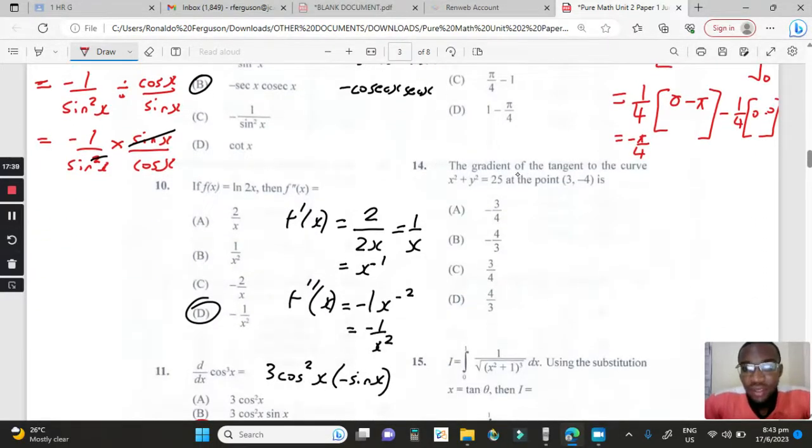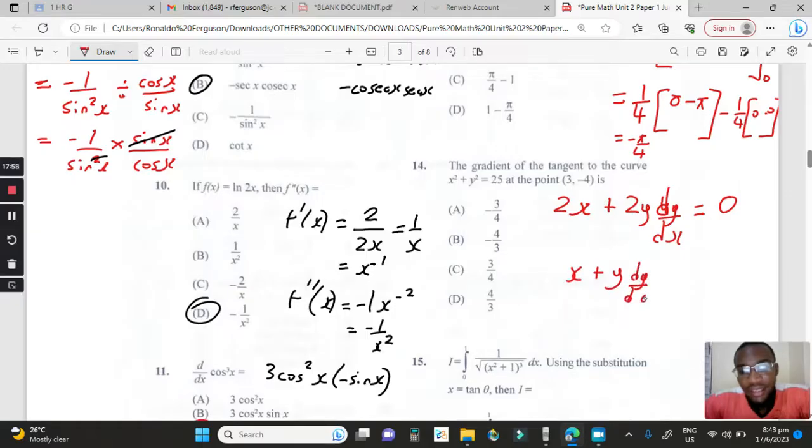This question now. Find the gradient of the tangent. Differentiate x squared, you get 2x. Differentiate y squared, you get 2y dy by dx. That's equal to 0. We divide through by 2, that is x plus y times dy/dx is equal to 0. We bring it over, we're saying dy/dx is equal to minus x, then we divide it by y. This is the gradient.